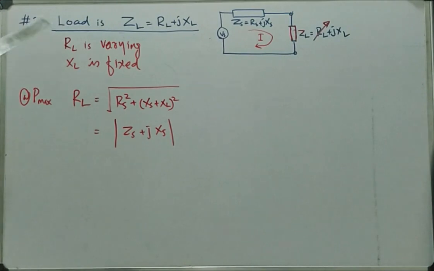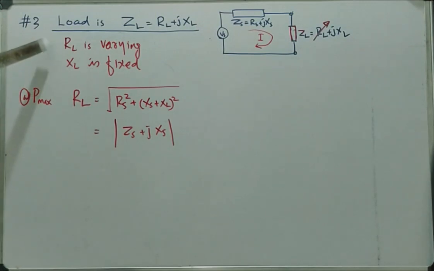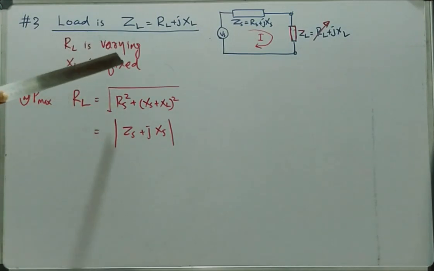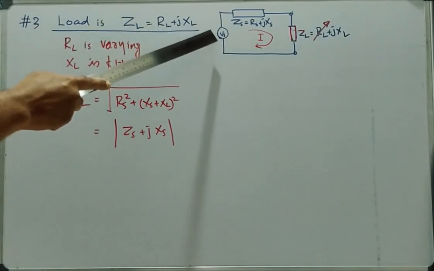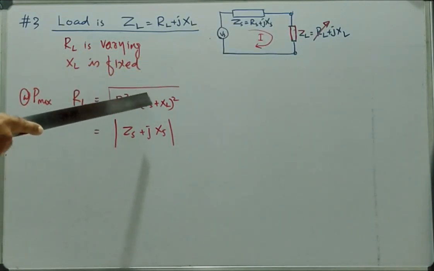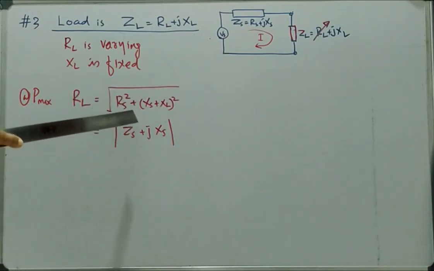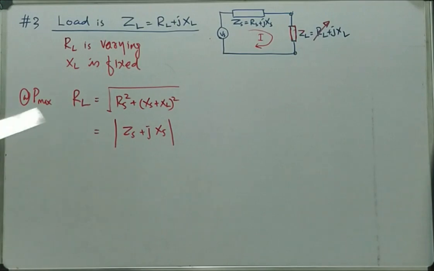The third case in AC circuit is load ZL is equal to RL plus jXL. Here RL is varying, XL is fixed, like this. Under this condition, the maximum power transfer occurs from source to load when RL is equal to root of Rs square plus (XL plus XS) whole square. That is mod of (Rs plus jXS). So this derivation is left to you.